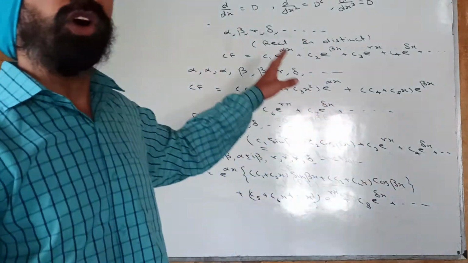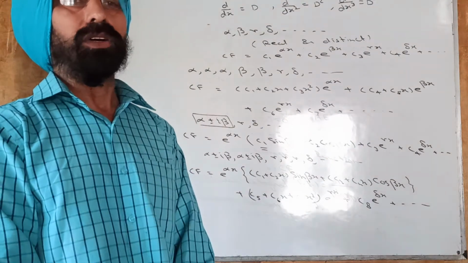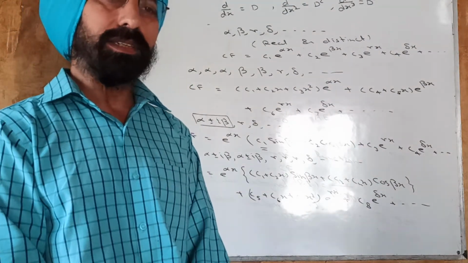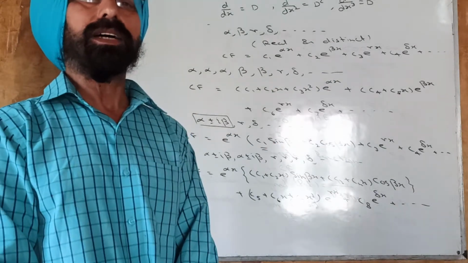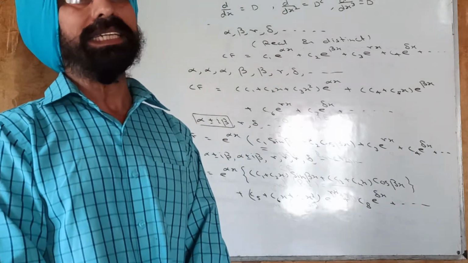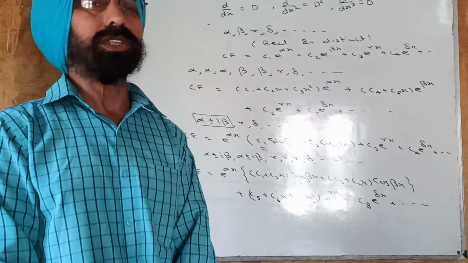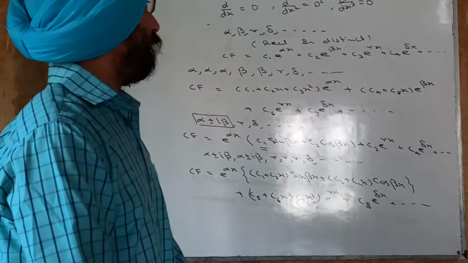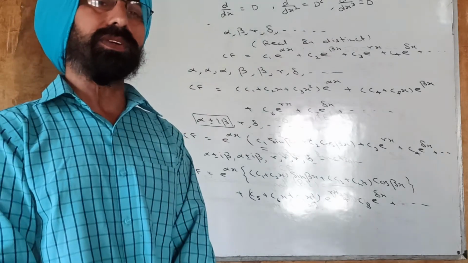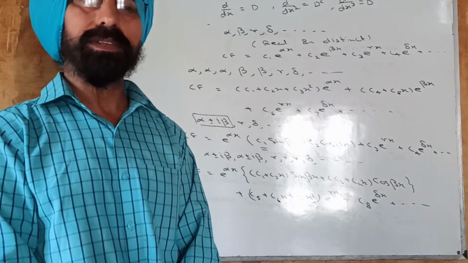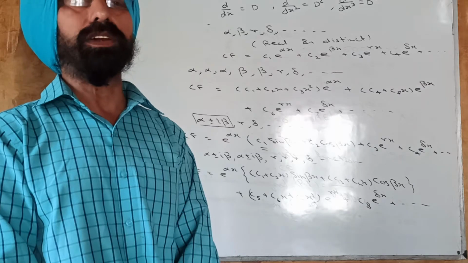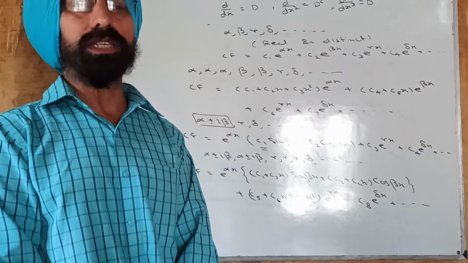So these are all the possible cases of roots of the auxiliary equation. So it is clear how to find the complementary function for a linear differential equation with constant coefficients. If the right hand side of the differential equation is 0, then clearly there will be no particular integral and the complementary function will be the complete solution of the differential equation.